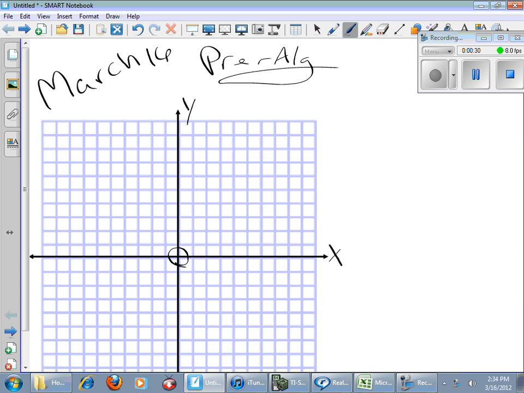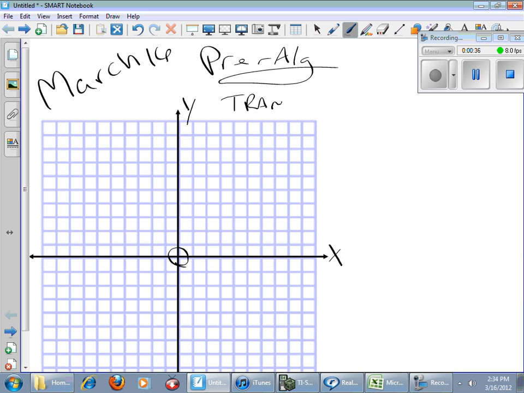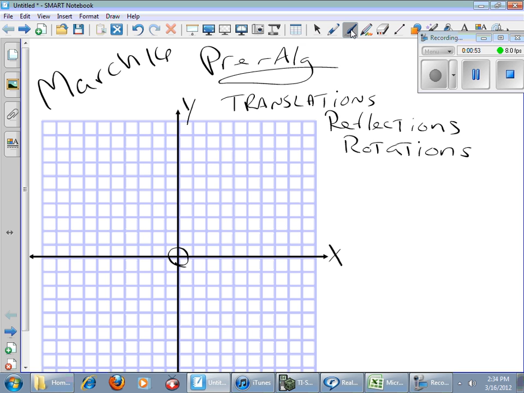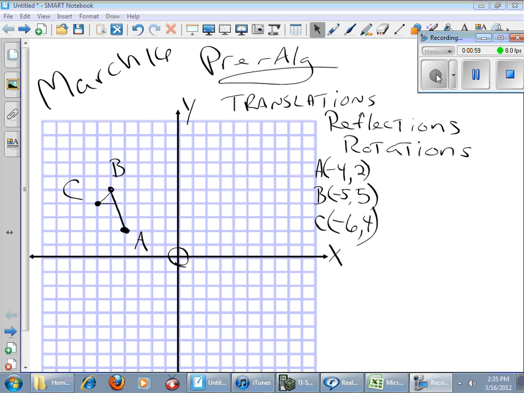All right, today we're going to do a quick review of translations, reflections, and rotations. And I'm going to do the same shape, and I'm going to do all these different things to it. So first of all, I need my shape. Hold on one second. Let me find it. Okay, there's my shape. I found them.